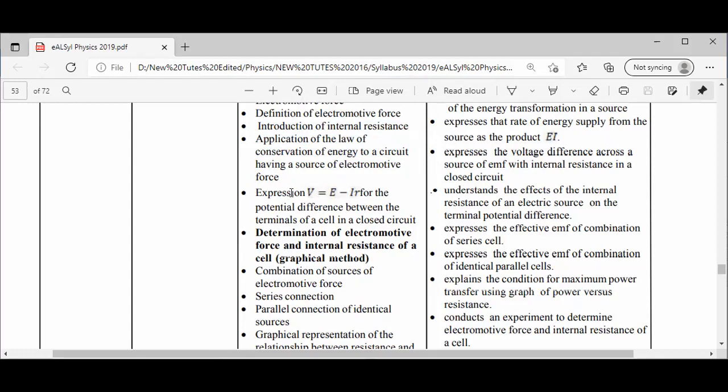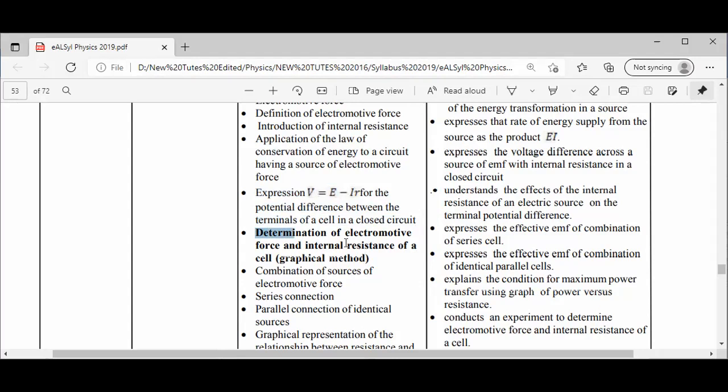Expression V equals E minus IR. This is the potential equation which is used to determine the potential difference of a cell, the potential difference between the positive terminal and the negative terminal. We have used this expression, but I have not given a note. So I'll give you a note also.